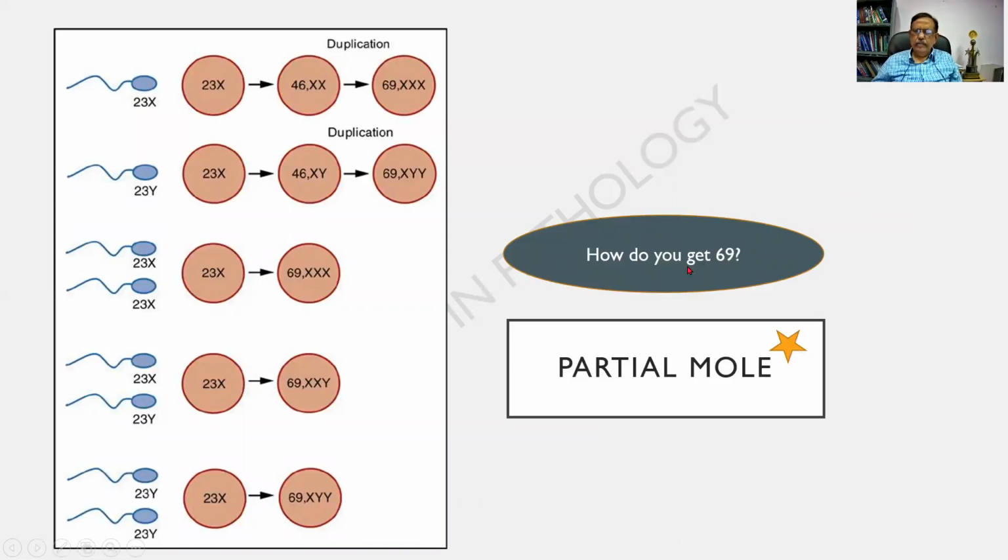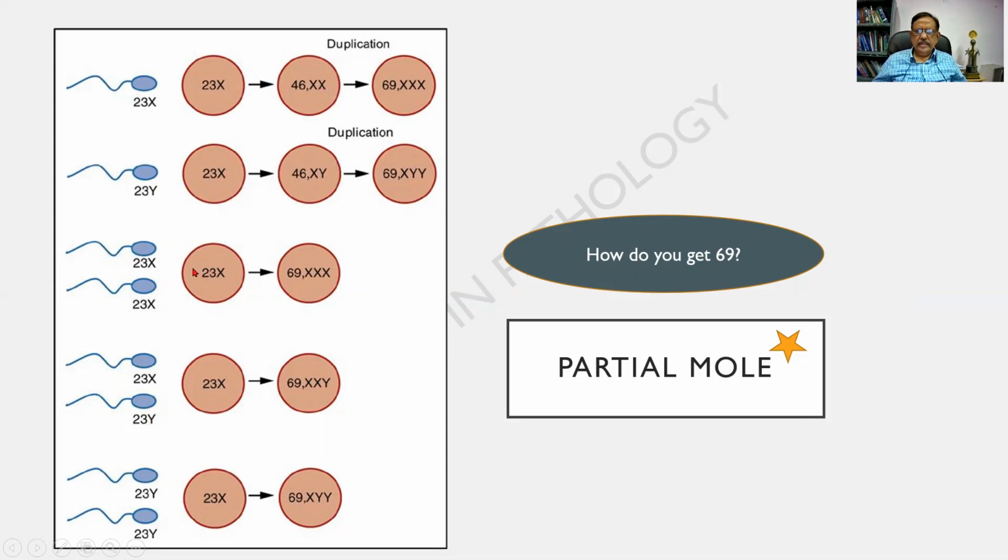In a case of a partial mole, how do I get 69? Here, the fetal part contains the 23X. The maternal part contains 23X. And this is being fertilized by the spermatozoa. And they can be either 23X or 23Y. When it is with a single spermatozoa, you find that it adds on and I get 46XX, to which this is added, I get a total of 69. Similarly, in the next one also there is a duplication, I get 69XXY.